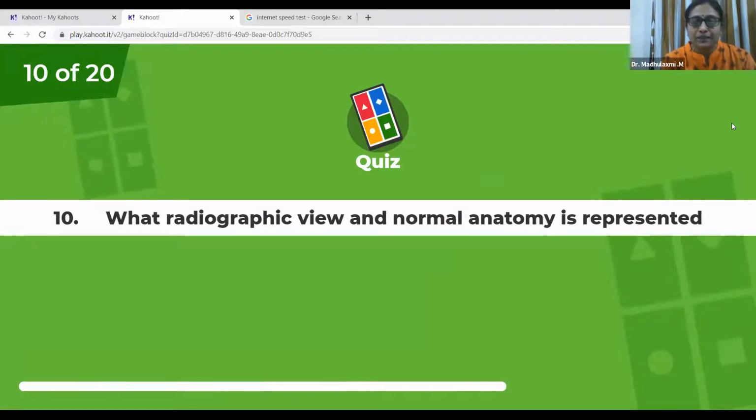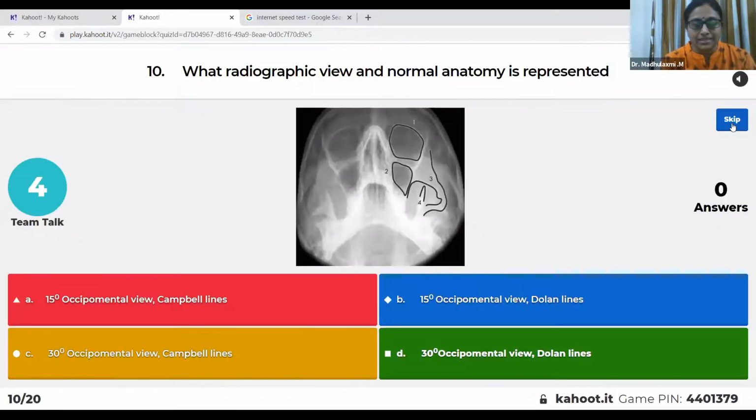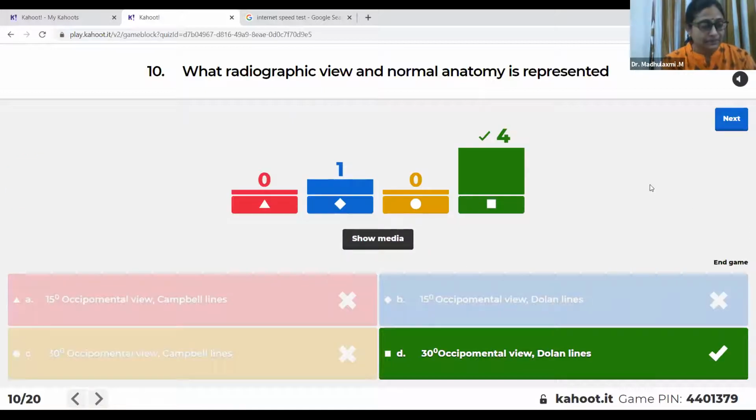What radiographic view and normal anatomy is represented here? Is it the 15-degree occipitomental view and Campbell lines that you see? Is it the 15-degree occipitomental view and Dolan lines? Or the 30-degree occipitomental view and the Campbell lines? Or the 30-degree occipitomental view and Dolan lines?